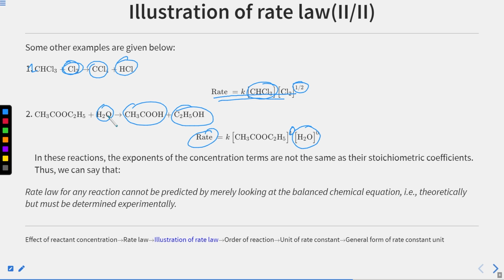What is the second thing? The second thing you have seen is that the power can be 0 also, meaning the rate of reaction can be independent of the concentration of a reactant. Very interesting. Just think of it, something is taking part in a reaction, not being a catalyst, and still it has zero dependency on the rate of reaction, or the rate of reaction is independent of the H2O concentration. So in this reaction, the exponents of the concentration terms are not the same as the stoichiometric coefficients.